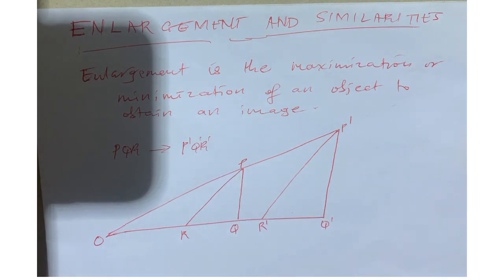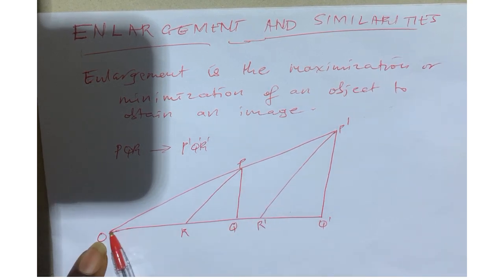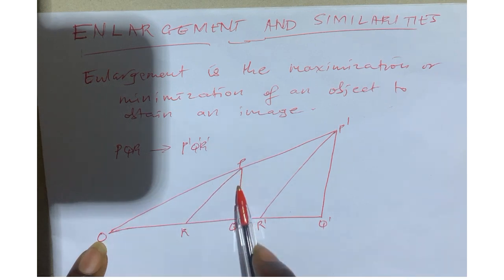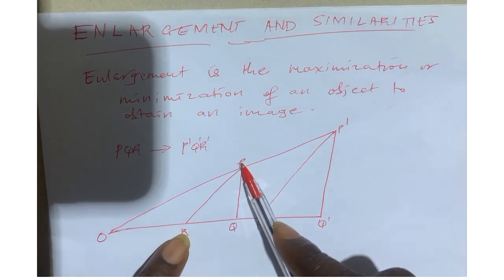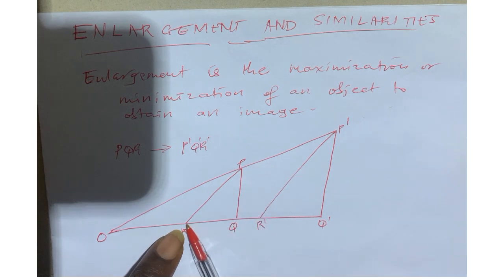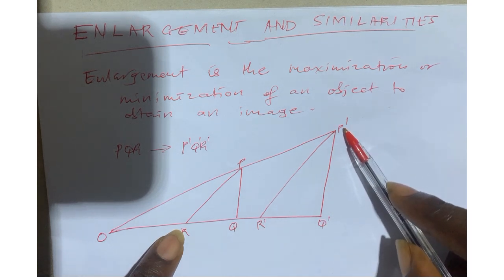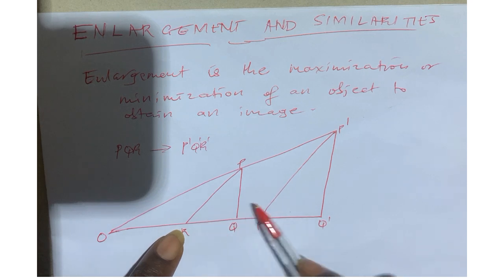Good. Now considering this shape, O, P, Q, O, this is a triangle, okay? This triangle is an object, and the image of this triangle is O, P prime, Q prime, O. Okay, again we have another triangle here, R, P, Q, R. It's a triangle, right? But it is an object, and the image of this object is what? R prime, P prime, Q prime.